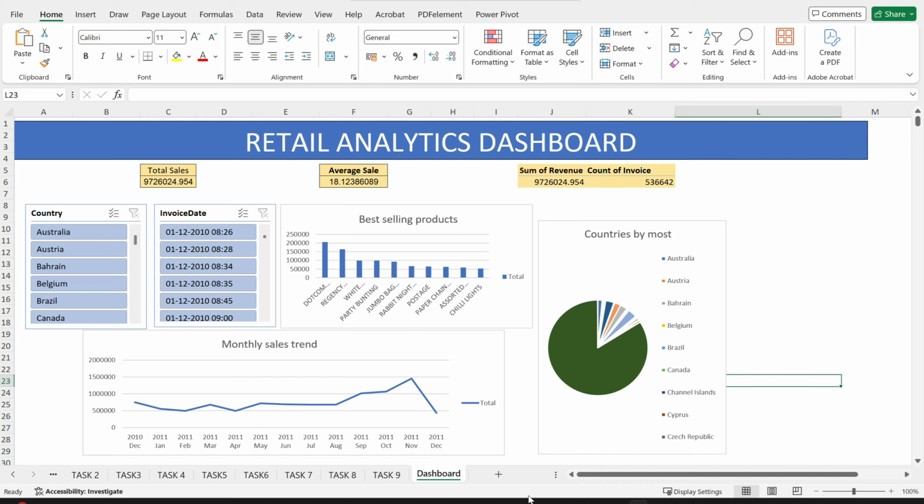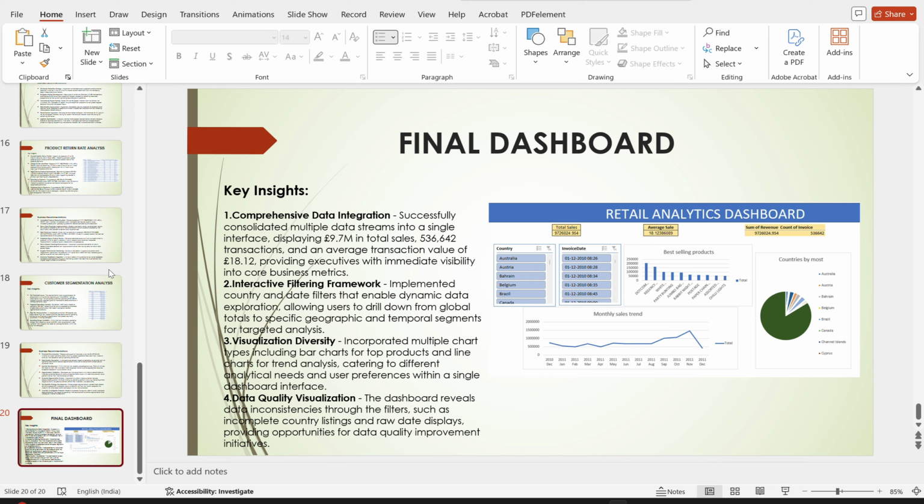So this is my final dashboard. The key insights are here: comprehensive data integration, interactive filtering framework, visualization diversity, and data quality visualization. So this is my project, and thanks for watching.